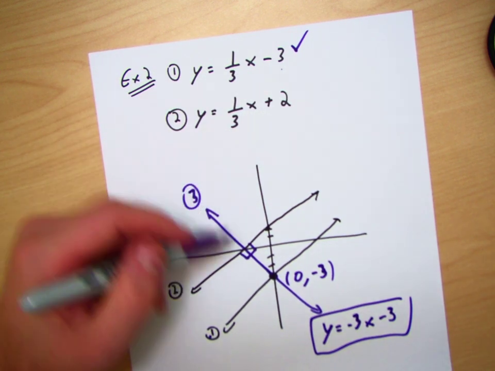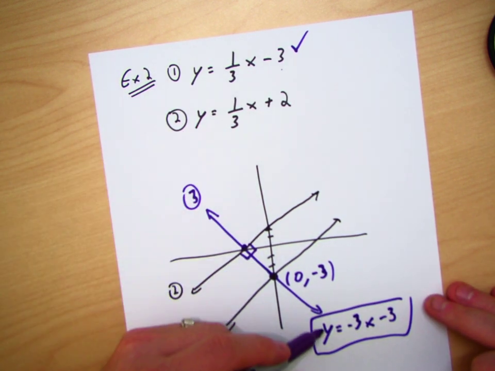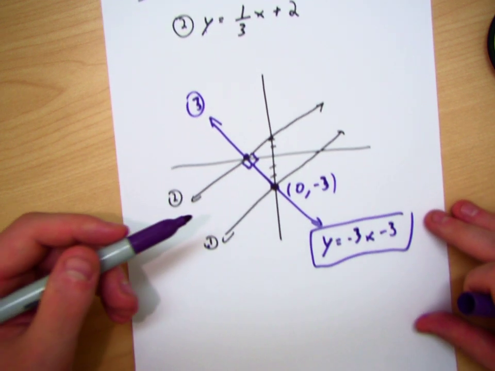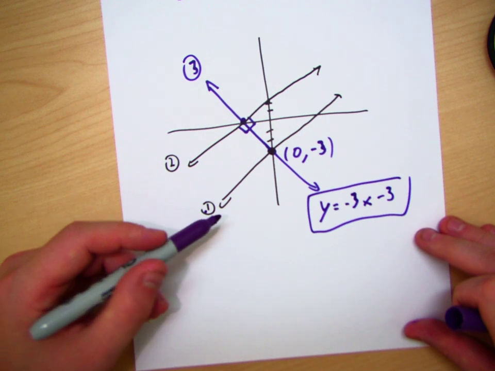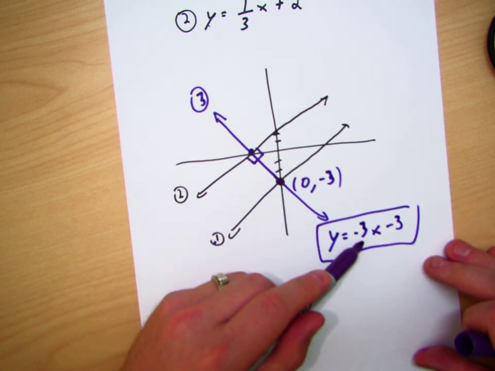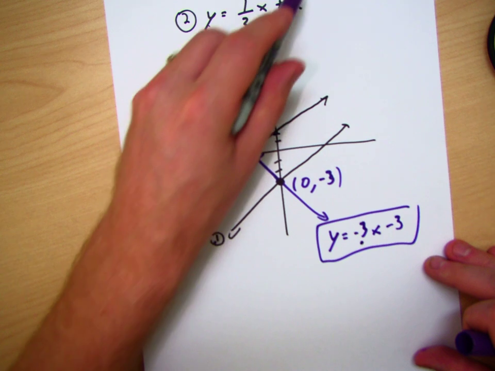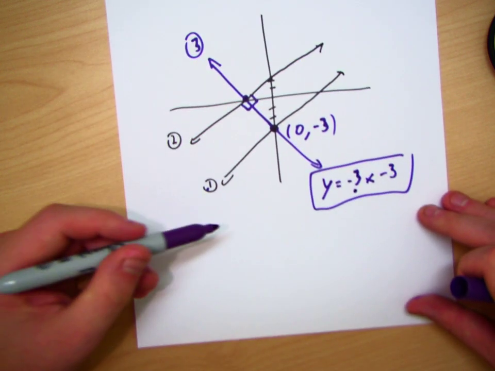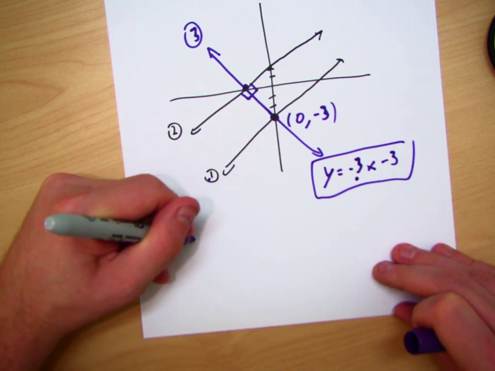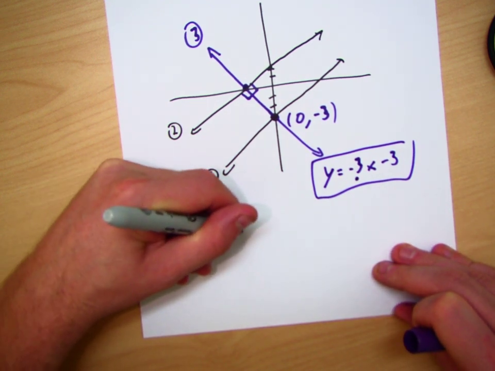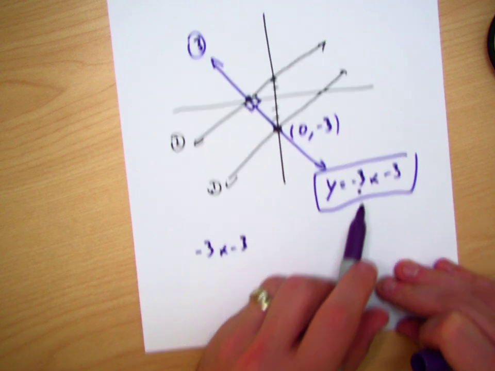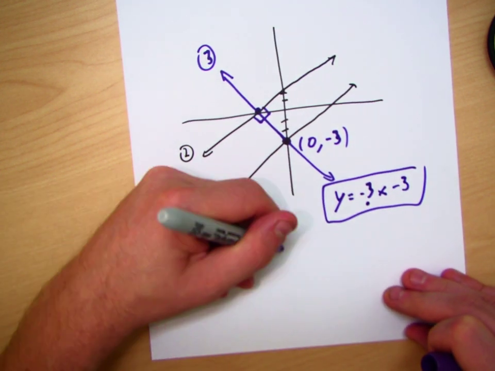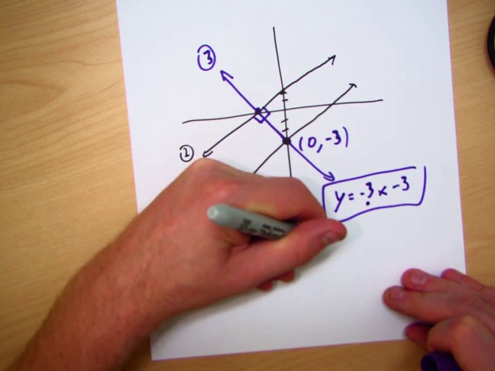Now I have to focus on this line because I need the intersection between 3 and 2. How do I get that? The exact same way we did before. We are going to set this equation equal to the second one. I want to find this intersection, so I'm going to get negative 3x minus 3 for this equation. This will be equal to this one, which in our case is 1/3 x plus 2.